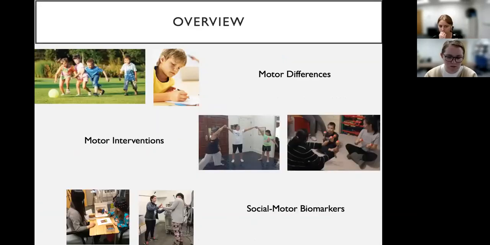So there are 3 areas I will talk about. The order is a little different than what I had sent in the mini abstract. I'll first start with motor differences, then go to motor interventions, and then go to social motor biomarkers.